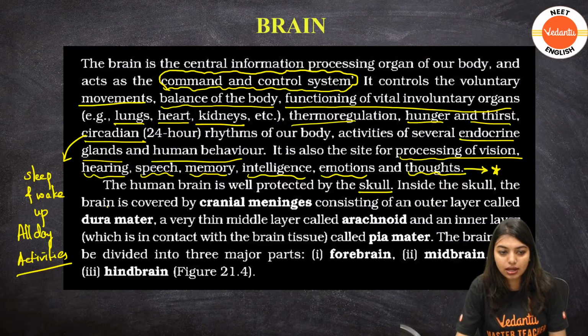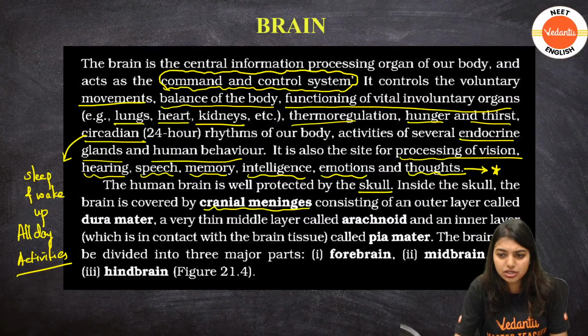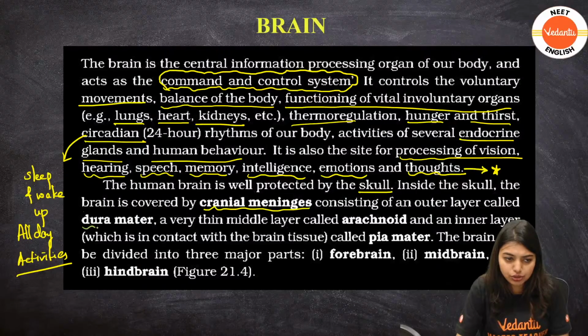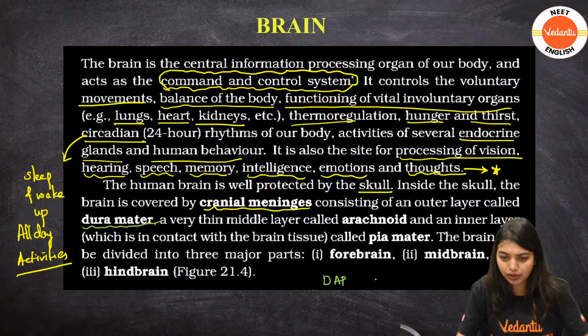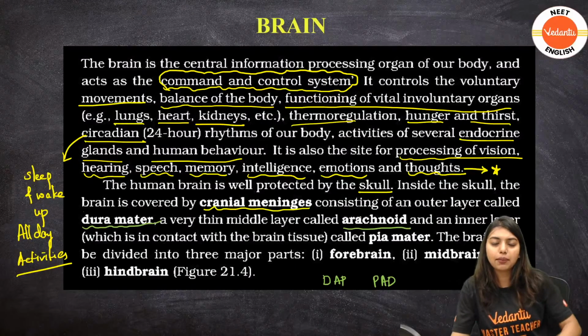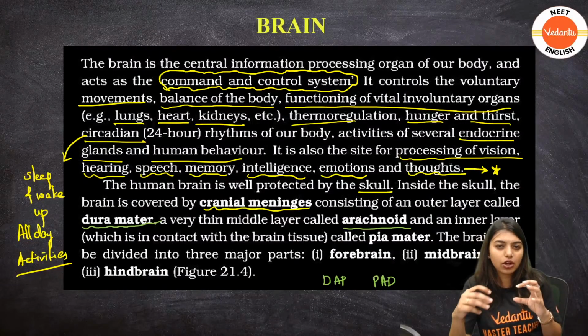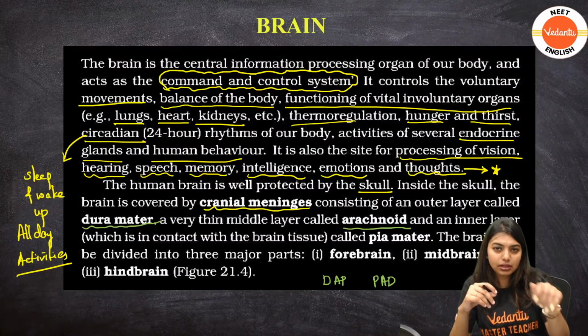Inside the skull, there is a brain which is covered by cranial meninges, consisting of an outer layer called the dura mater. So when you're going from out to in, it is DAP. From in to out, it is PAD. Got it? Yes, a very thin layer called the arachnoid. It is like a plastic cover, students. If you haven't seen it, you can just type anatomy of brain. You will be able to see them layering this off.